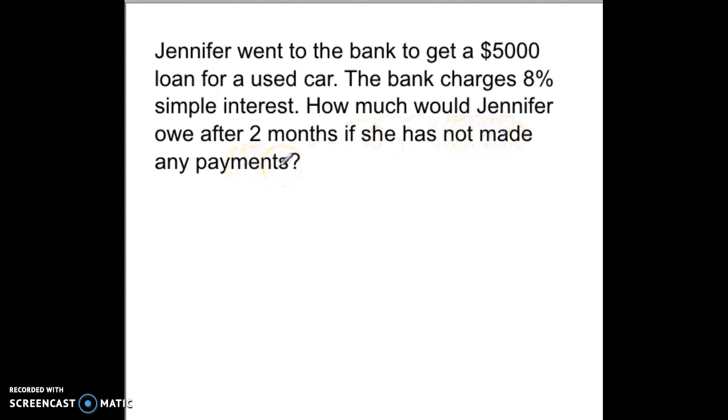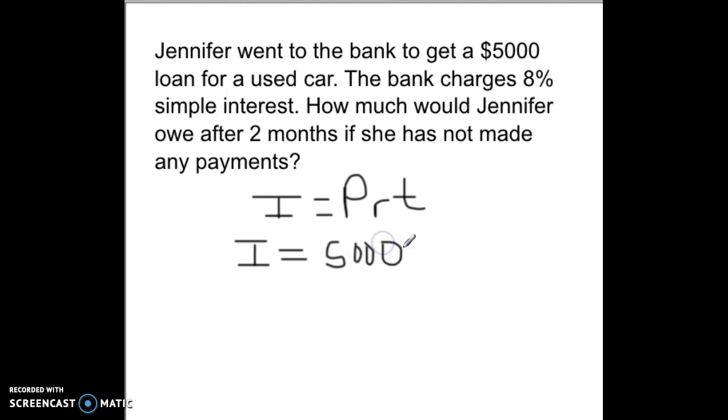Well, first of all, Jennifer needs to be making payments on her car, but if she hasn't, this is what would happen. Interest equals PRT, or principal times rate times time. So in this case, we don't know how much interest the bank's going to charge her yet. We've got to figure that out. We know that she started by getting a $5,000 loan, so that's our principal.